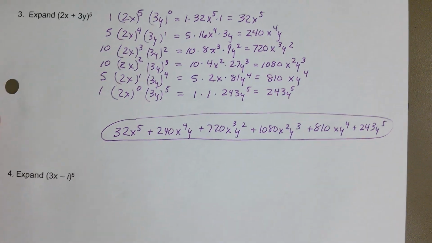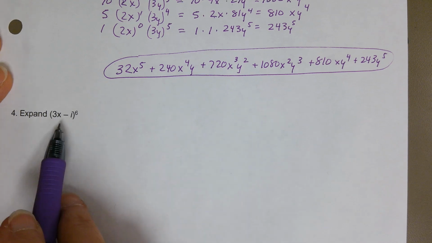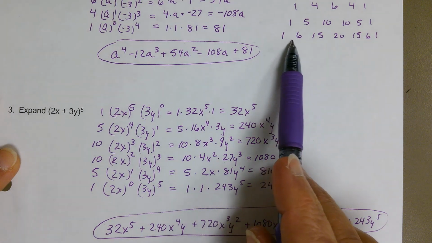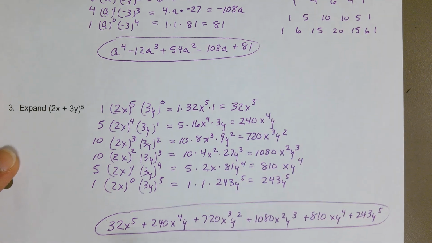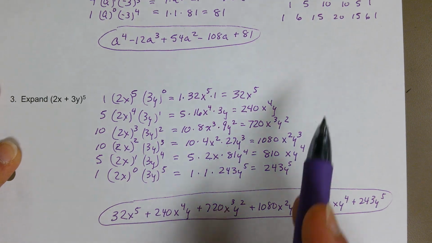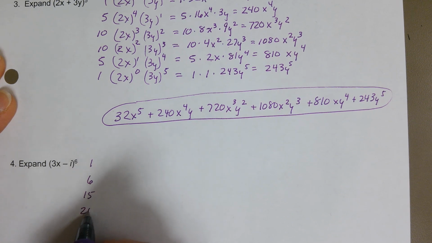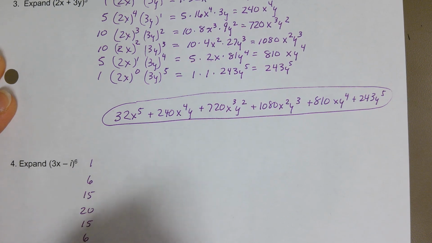And the last one. You could try it on your own if you like. We're expanding to the power of 6. Writing down this: 1, 6, 15, 20, 15, 6, 1.